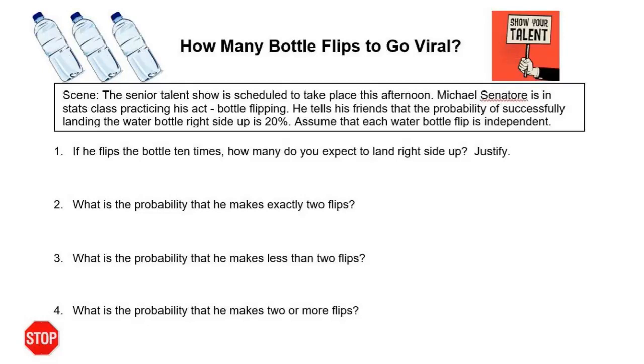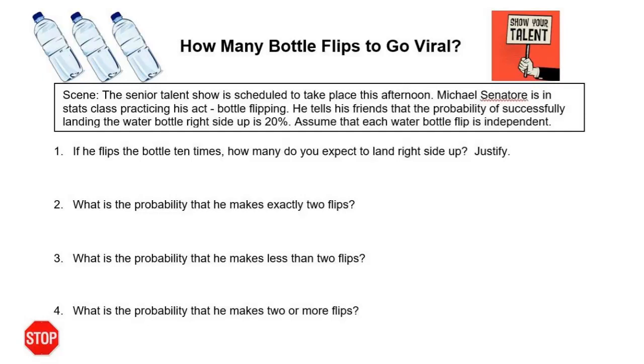All right, on page 17, let's set the scene. The senior talent show is scheduled to take place this afternoon. Michael Senator is in stats class practicing his act, bottle flipping. He tells his friends that the probability of successfully landing the water bottle right side up is 20%. Assume that each water bottle flip is independent. If he flips the bottle 10 times, how many do you expect to land right side up?